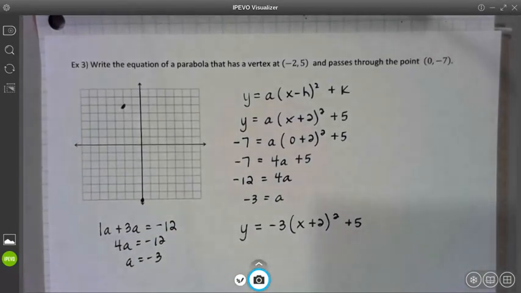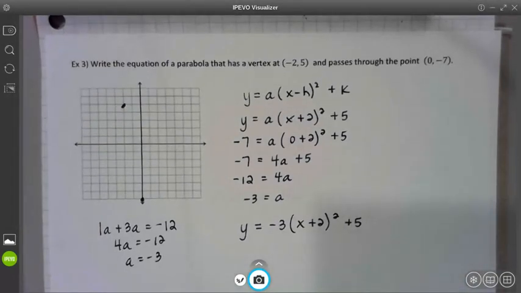All right, so that's how you can write the equation of a parabola if they're willing to give you the vertex and a point on the parabola.